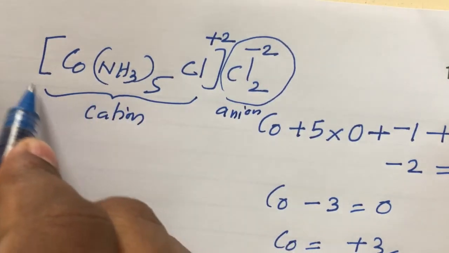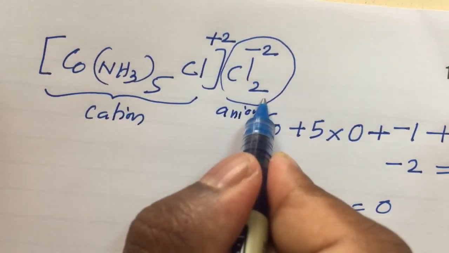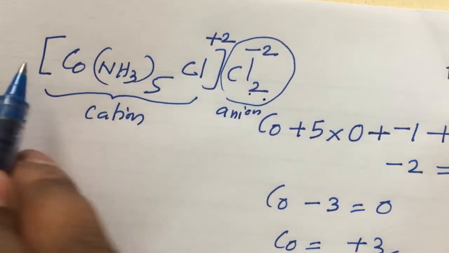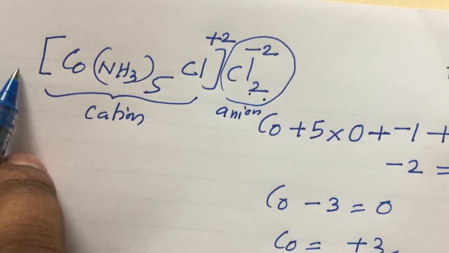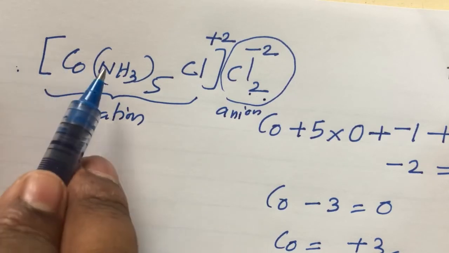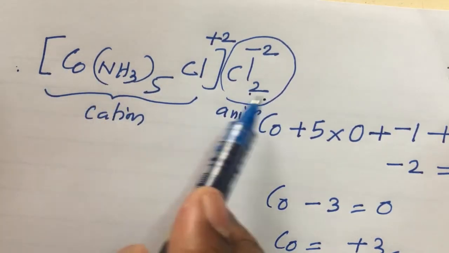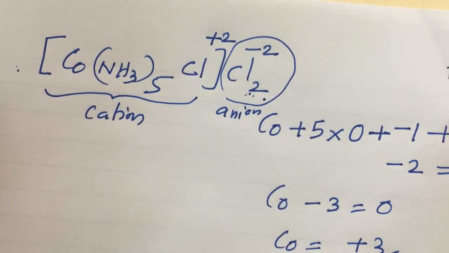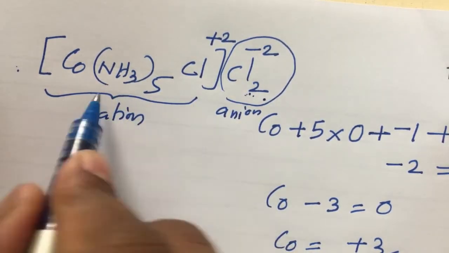So we can start from here, not the counter ion. In the previous example, the counter ion was coming on the left side. So the counter ion was positive and the coordination sphere was negative in the previous example. Here the counter ion is negative, so the name of the counter ion will come last.